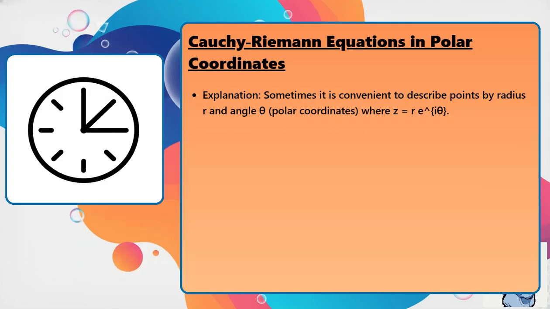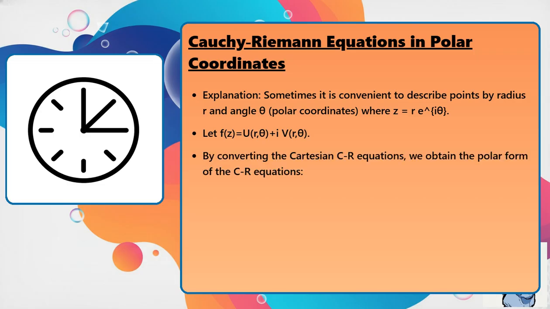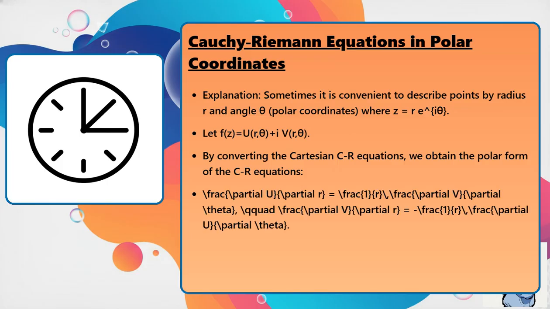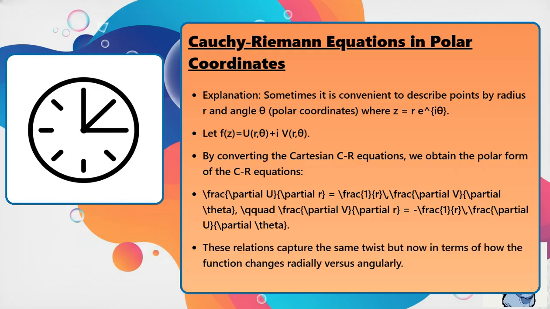Explanation: sometimes it is convenient to describe points by radius r and angle theta, polar coordinates, where z = re^{iθ}. Let f(z) = u(r, θ) + i v(r, θ). By converting the Cartesian CR equations, we obtain the polar form of the CR equations. Partial u over partial r equals 1/r times partial v over partial θ, and partial v over partial r equals −1/r times partial u over partial θ. These relations capture the same twist, but now in terms of how the function changes radially versus angularly.